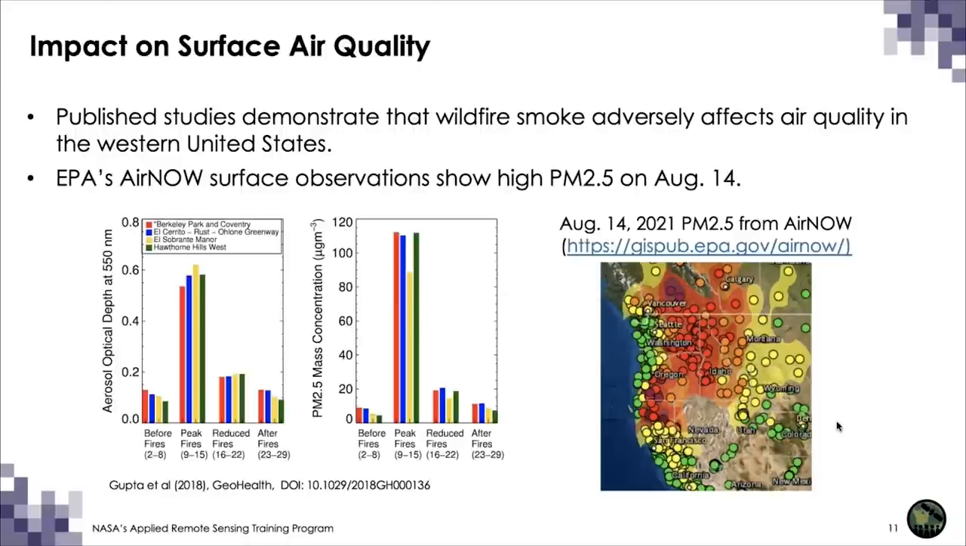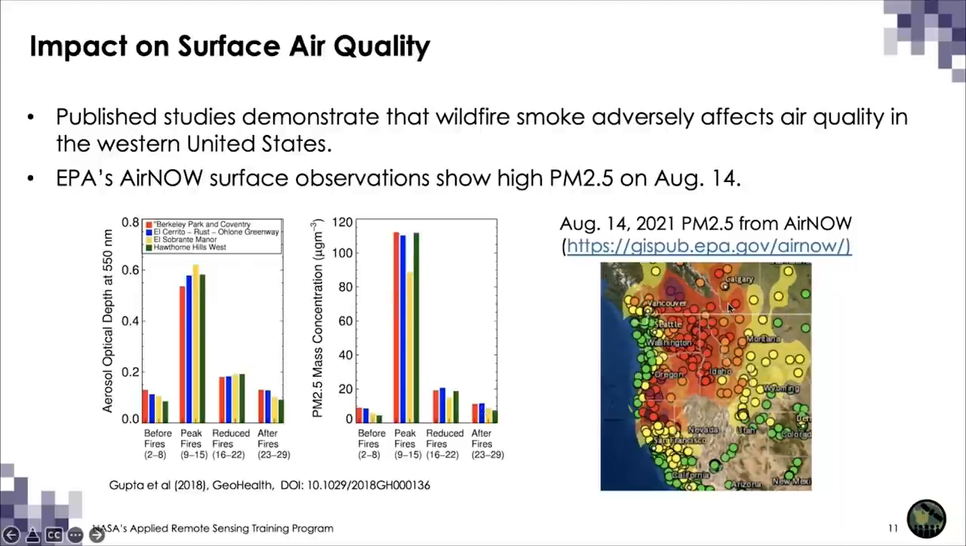Studies have shown that wildfires degrade air quality in the western United States. This figure from Gupta et al. shows aerosol optical depth and PM2.5 concentrations at locations in California. And you can see the much higher values during a period with fires compared to before and after.